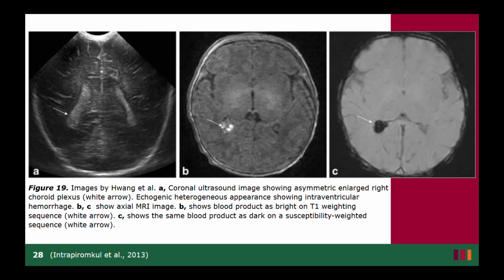In image A, we have a coronal ultrasound image showing asymmetric enlarged right choroid plexus, seen with the white arrow. Echogenic heterogeneous appearance showing intraventricular hemorrhage. B and C are both axial MRI images. B shows blood product as bright on T1 weighting sequences, and C shows the same blood product as dark on a susceptibility weighted sequence. Overall, this shows the variability in how we can view hemorrhages in MRI, and the higher contrast resolution compared to ultrasound. Despite the higher contrast resolution, ultrasound should continue to be the first line of imaging with suspected intracranial hemorrhages.